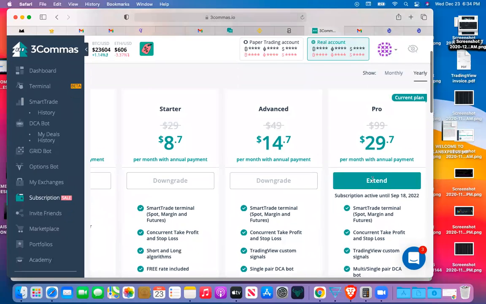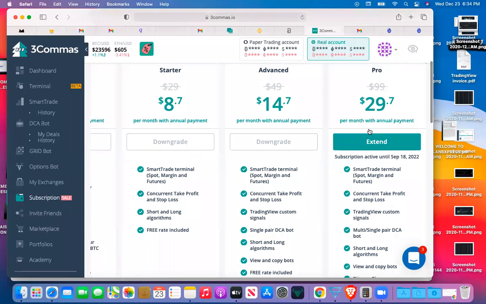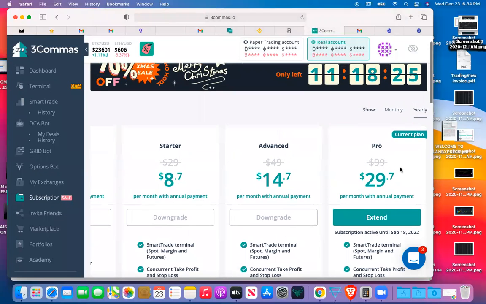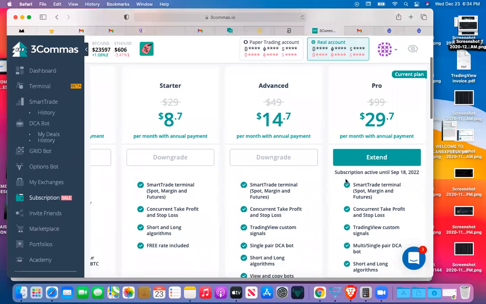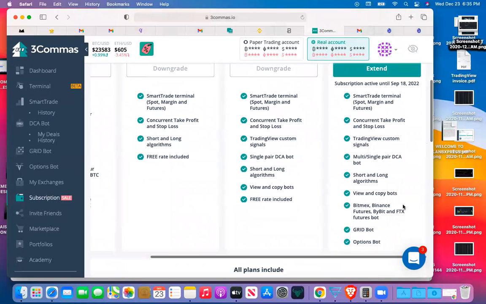If you look at my account, I'm on the pro package. I was not even on those special amounts. I paid about $600 for each, and I renewed my account for 2 years. Right? How do I know? If you look at when my account is going to expire, the subscription is active till September 18, 2022. All right, so those are the things you can trade on this bot.